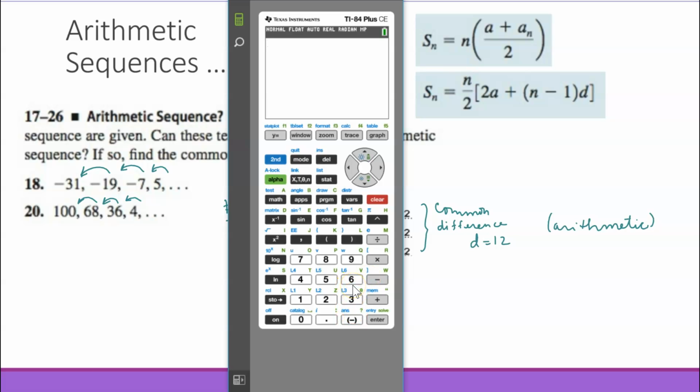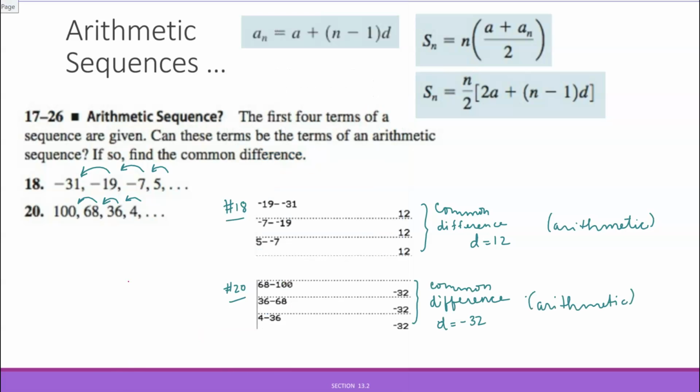Okay, so let's take 68 minus 100. We'll take that right 36 minus 68. We'll take that right 4 minus 36. And what we notice is that we keep getting negative 32. So yes, this is an arithmetic sequence, and the common difference is negative 32. Okay, let's look at our next example.